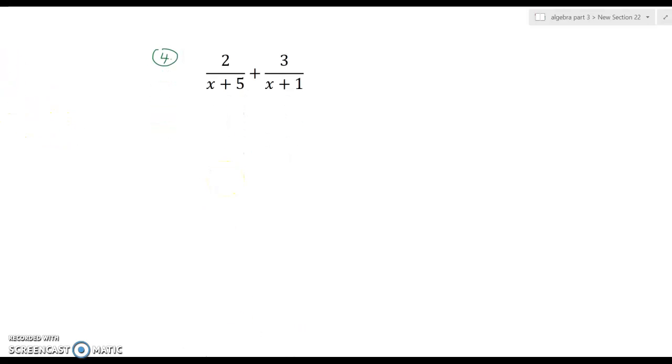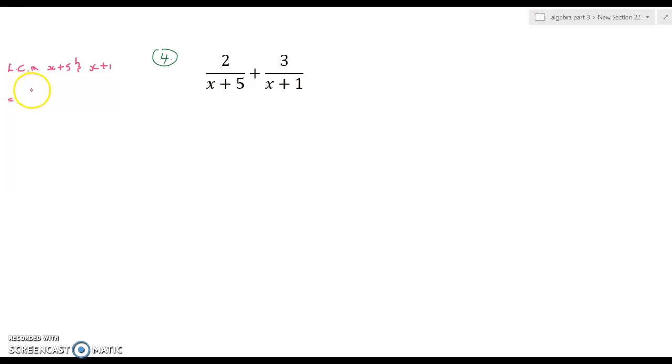So my LCM here, again, my LCM of x plus 5 and x plus 1, we just multiply them together, right? Because they are totally different once again. X plus 5 and x plus 1 are totally different. I know some of you are probably saying, but I have x in both of them. But they are still different because x plus 1 and x plus 5 is different.